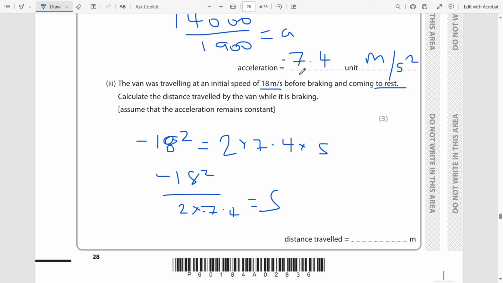Okay, so negative 18 squared over 2 times negative 7.4. That's going to equal S, which is 21.9 meters.